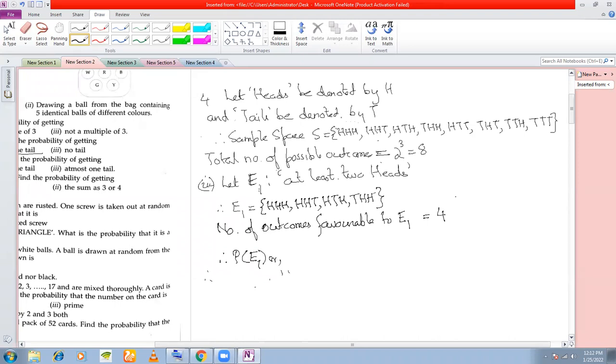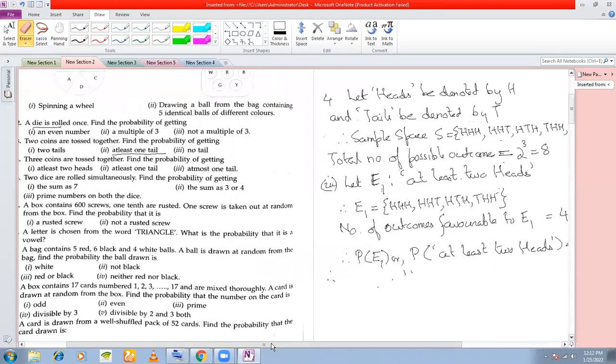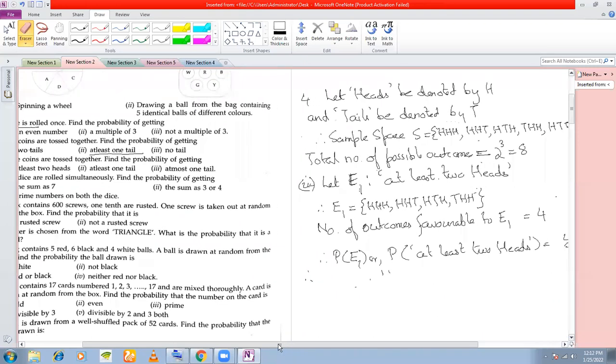or the probability of at least 2 heads, how much should it be? 4 by 8, which is equal to half. Right? So there's only a 50% chance of getting at least 2 heads. Okay. Next question is at least 1 tail.